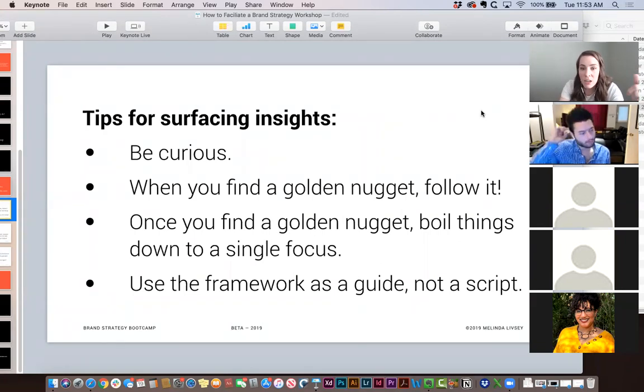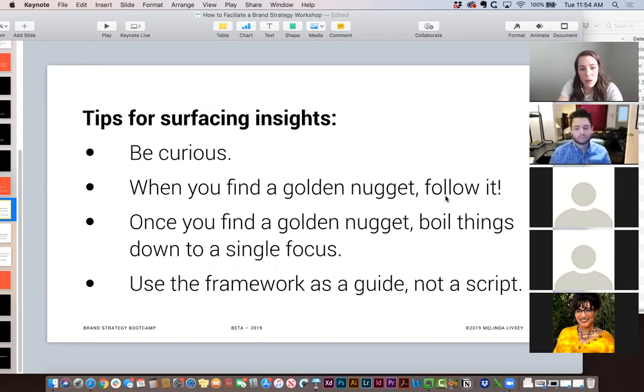Once you find that golden nugget, boil things down to a single focus. So in my template I'm going to be showing you, I really try to focus things on just one thing. So just one problem, one user persona, one core thing, because at least it gives you that solid starting point, and you can always have multiple choices later. You can always have multiple user personas later that are more detailed, but at least we can focus in on one thing that will be the direction that we're going to go in. So I always try to boil things down to a single focus as much as I possibly can.